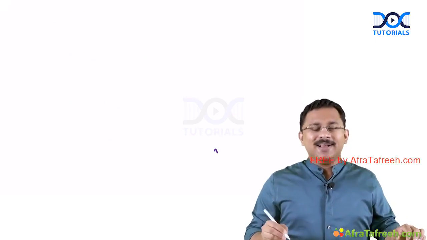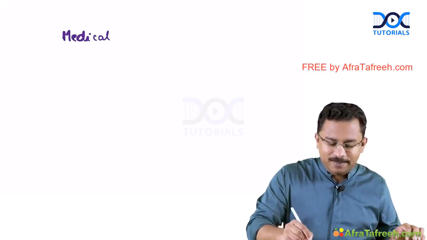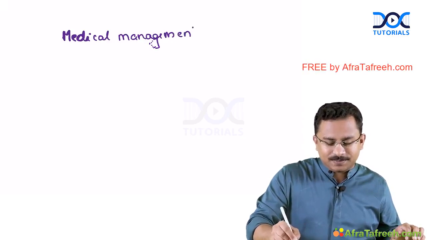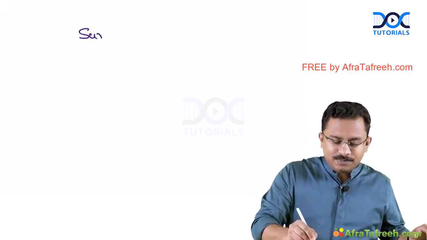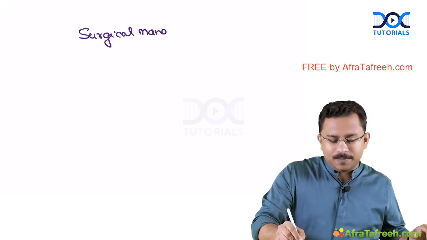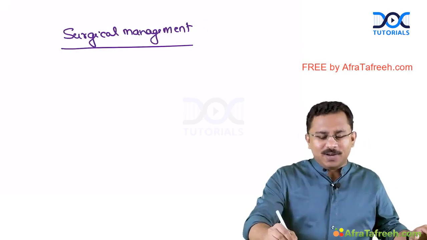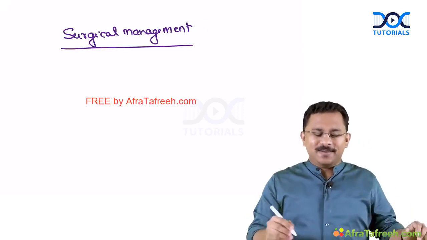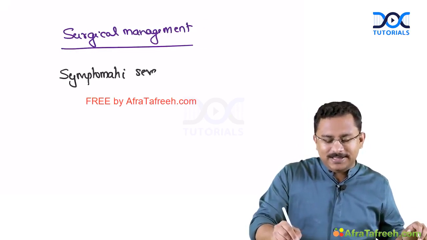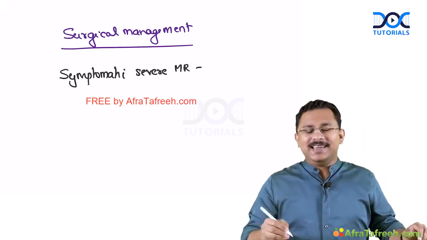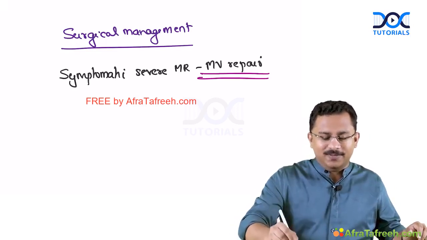Finally, moving on to the medical management and surgical management. Coming to the surgical management, suppose you have got a case of a symptomatic severe mitral regurgitation. You have got a patient with MVP with a symptomatic severe mitral regurgitation. In that case, you will go for a mitral valve repair.